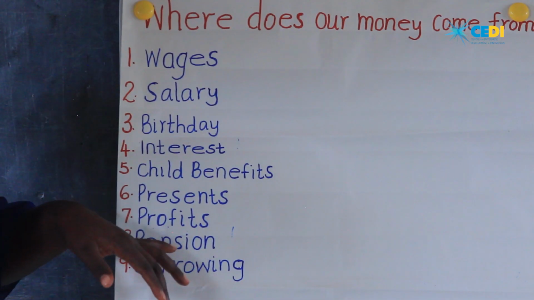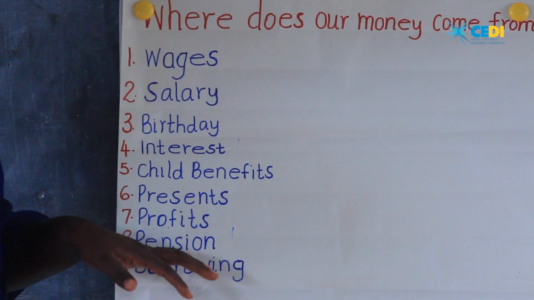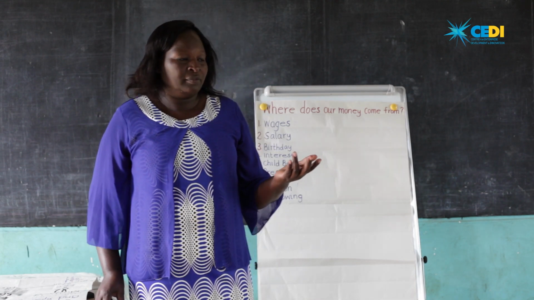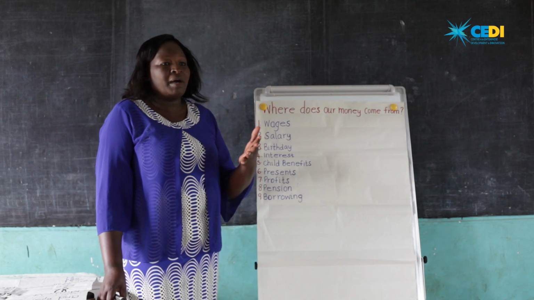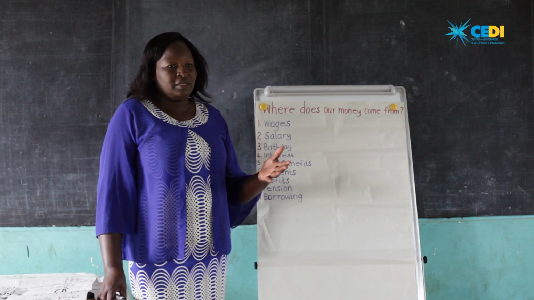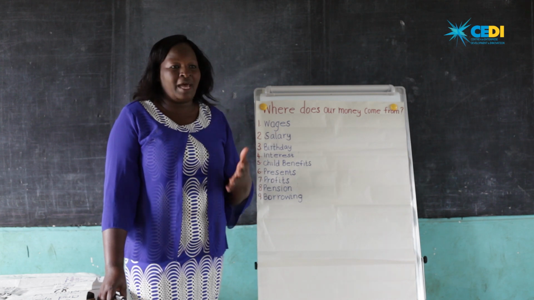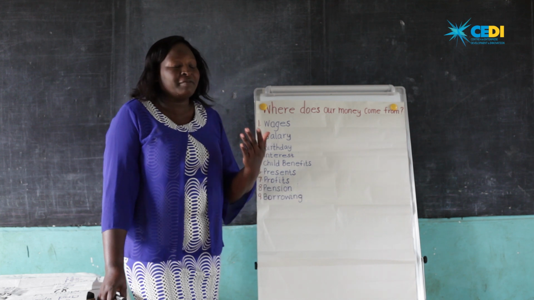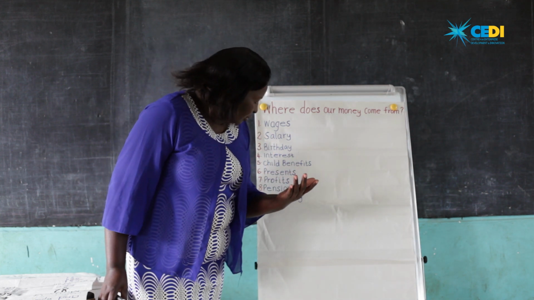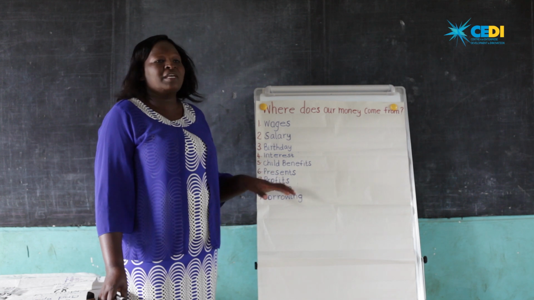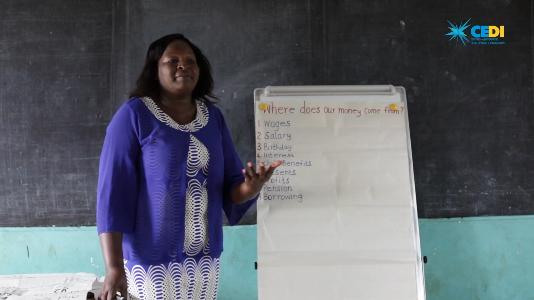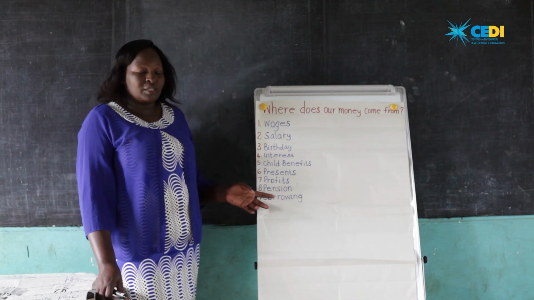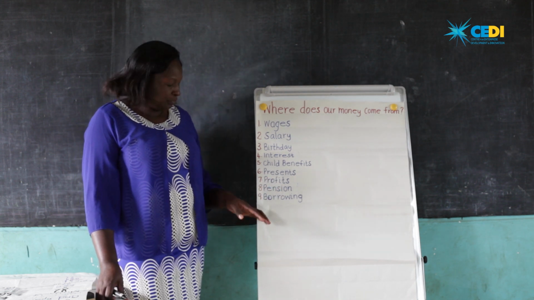Then pension, we have what we call pension. Most people who work, we work for a given year. There is a given maximum age that when we reach, then we have to retire. So after retirement, the government still sees us to be worth something. So they still continue to give us money after our retirement. That money that we get is what we call pension.